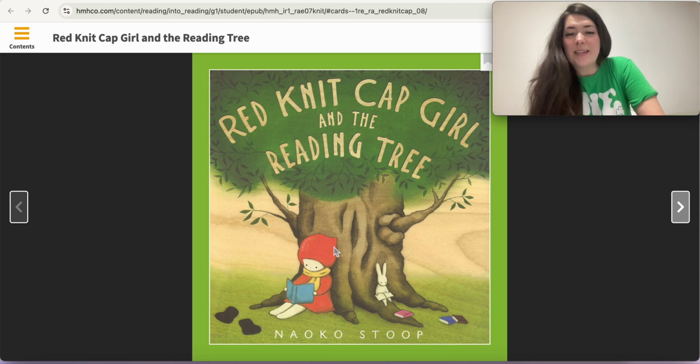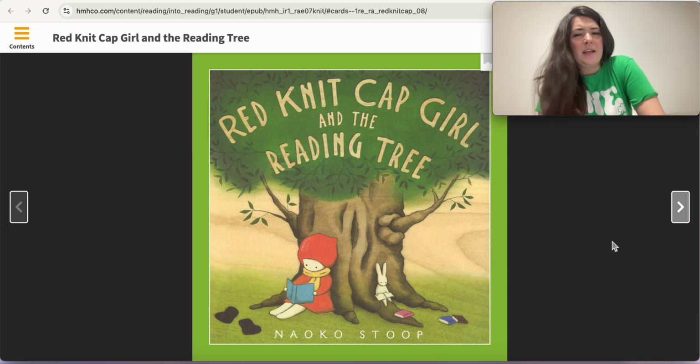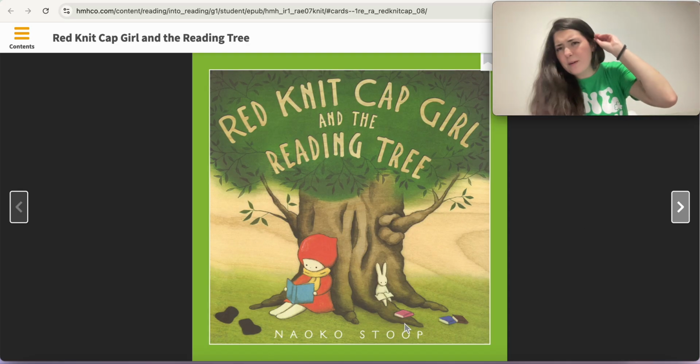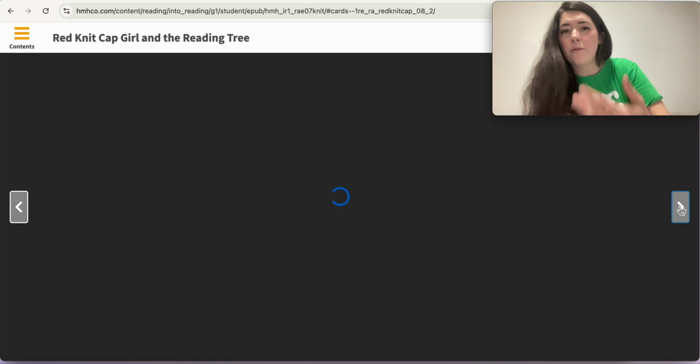And I'm already noticing from the first couple pages, I'm seeing what looks like 2 characters, our Red Knit Cap Girl and then maybe a bunny sitting next to her that looks like it could maybe be another character in the story. They look like they're sitting at the reading tree, and what they're doing by the reading tree is reading a book. And I wonder what will happen at that reading tree. So follow along with me and let's see if we can figure out what the theme is.